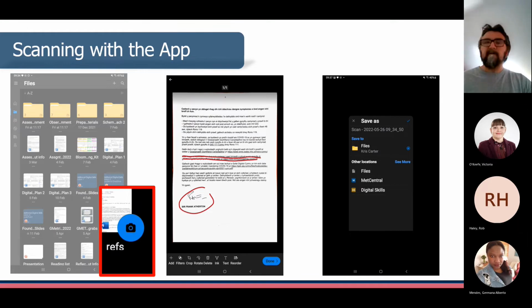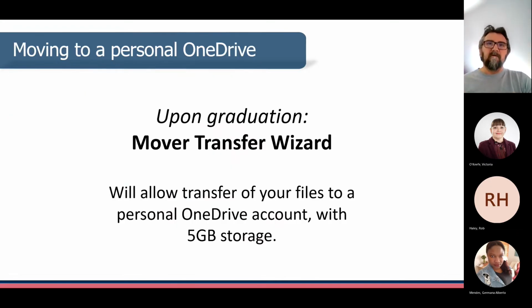And before I finish up, I wanted to mention one other thing which might be of use looking to the future, and that's the mover function within OneDrive. So when you graduate, or if you were to leave Cardiff Met and move on to another institution or to another job somewhere, if you've got any files in your Cardiff Met OneDrive account, they obviously wouldn't be accessible after graduation because your IT privileges would eventually expire.